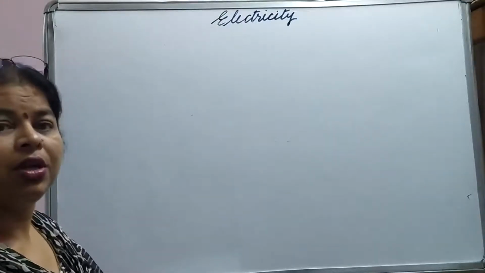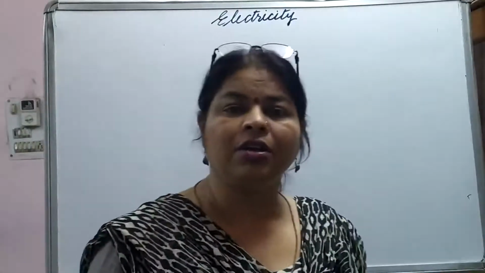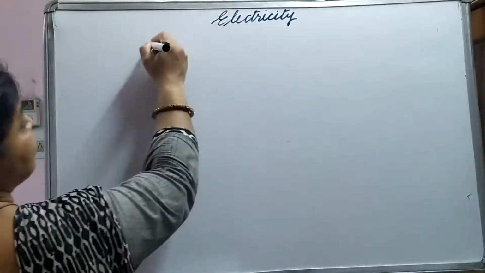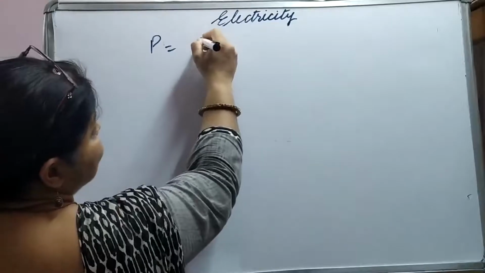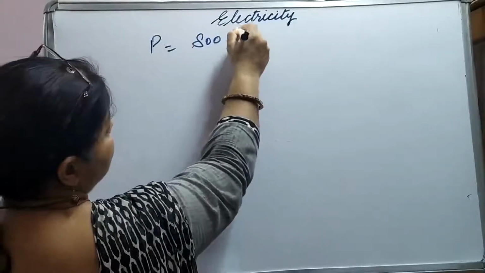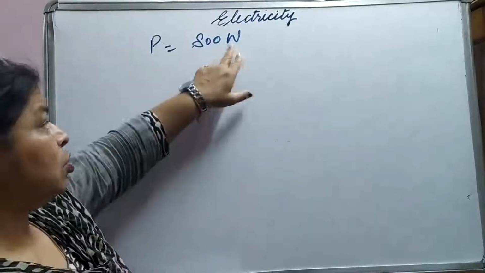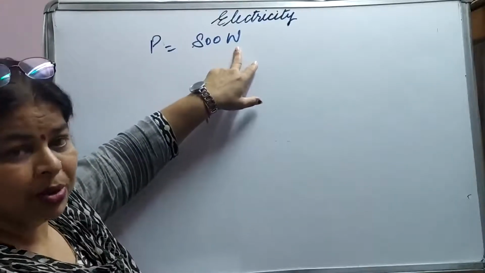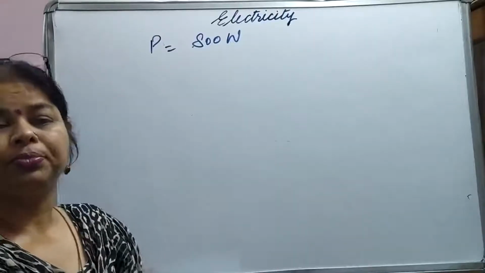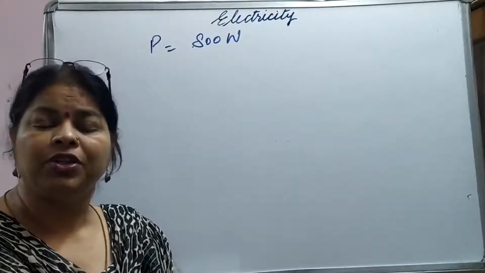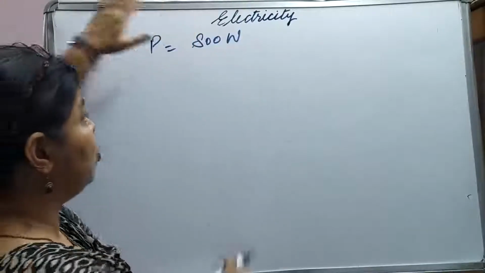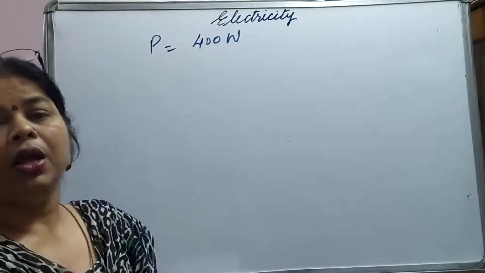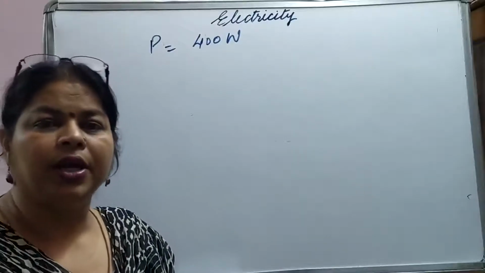Next question. An electric refrigerator which is rated 400 watt. So power is given. Let us write down: power is equal to 400 watt. Always focus on the unit; from that you will know what the question is asking about. It operates 8 hours per day.